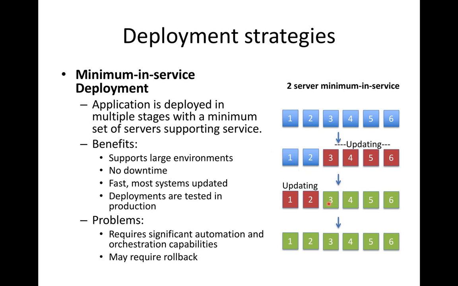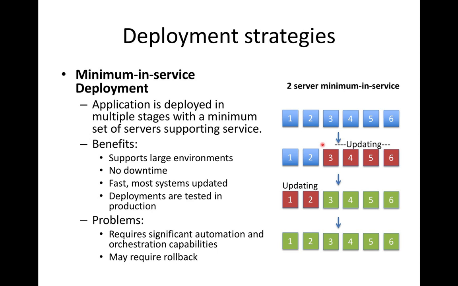And then once the 4 servers that we're updating have been updated, then we'll shut down and update our application software on the other 2 servers that were the original servers that were the minimum number of servers in service. And once those 2 servers have been updated, now our code is deployed across all 6 servers in our pool. Well, the benefit of this strategy is that we can support larger environments, and our customers will not experience downtime because we always have a minimum number of servers that are supporting our customers.